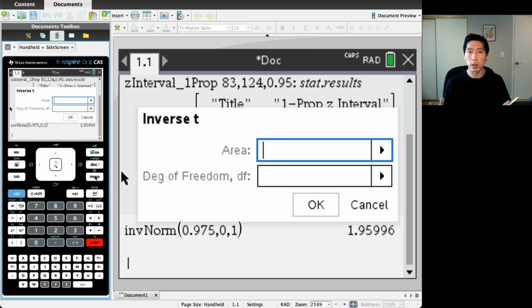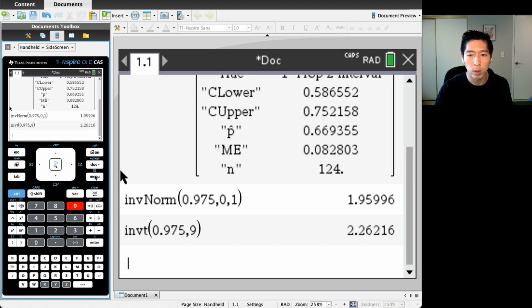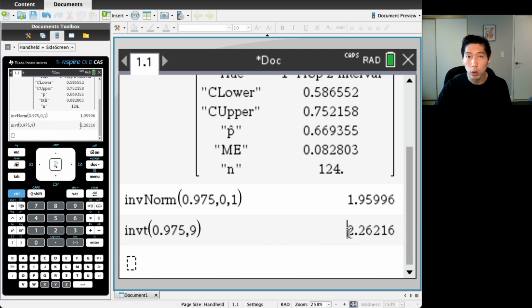And in the area, just like with inverse norm, we're going to type in 97.5% for a 95% confidence level. Here we have degree of freedom. Our sample size was 10. All you have to do is subtract 1, and 10 minus 1 is our degree of freedom, which is 9. And here we go. We have our critical value t star of 2.26216.